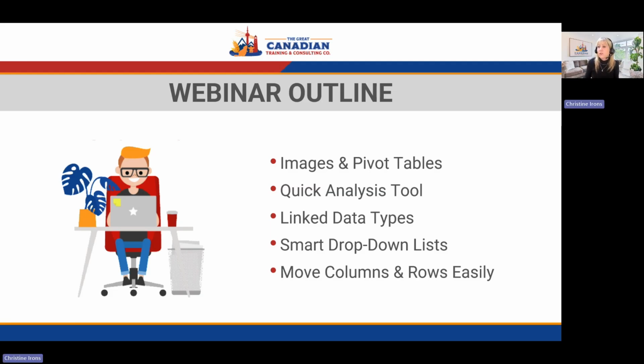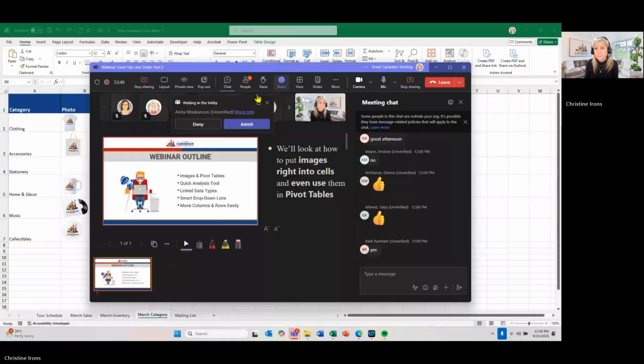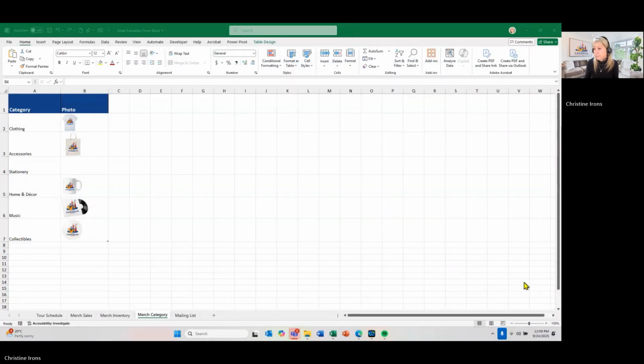Okay, so let's jump into it. I'm going to start with the images and the pivot table, so I'm going to share my Excel screen. Okay, I'm just going to put you over here. Bear with me, because I'm going to bring up my chat screen so I can see just in case you put a chat in. I want to have that available.